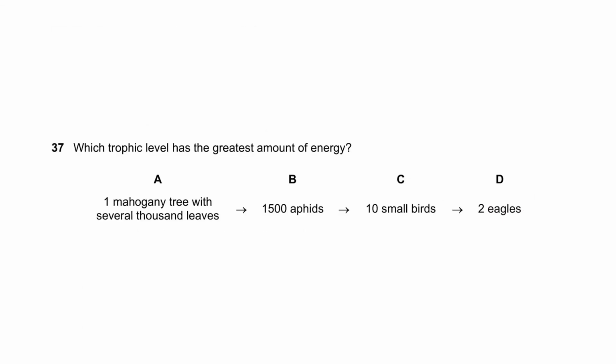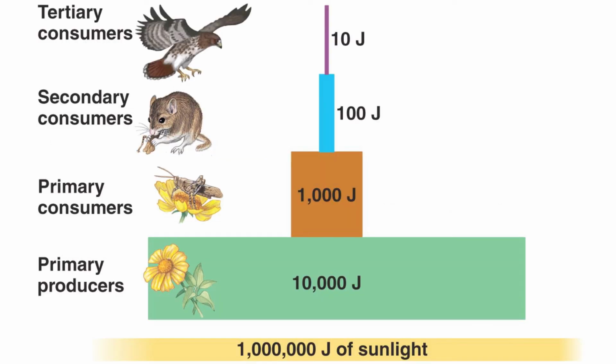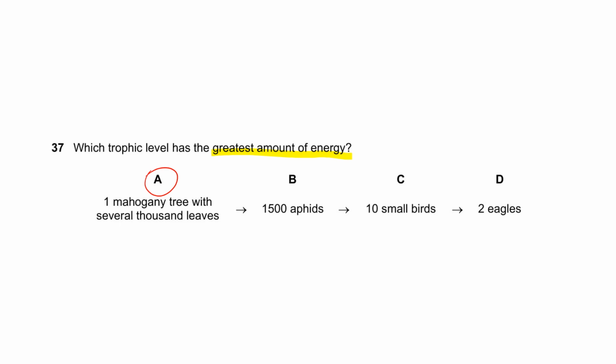Question 37 says which trophic level has the greatest amount of energy? With each trophic level, about 90% of the energy is lost to the surroundings or used, and only about 10% is transferred to the next level. So the greatest amount of energy is always present at the lowest trophic level, so the answer is A.